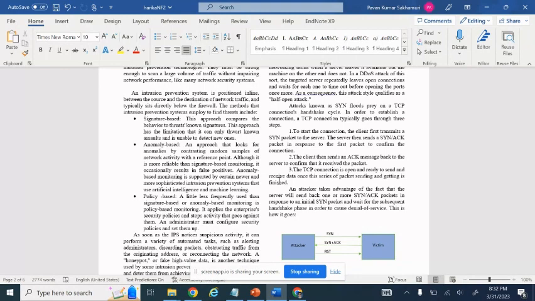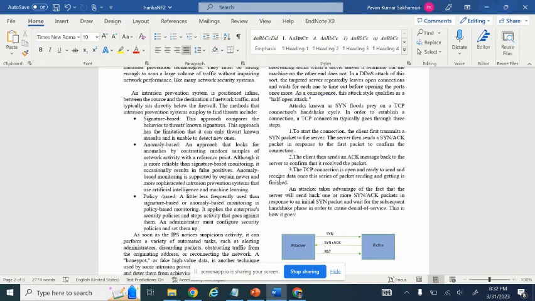Signature-based. This approach compares behaviors to known threat signatures. It has the limitation that it can only detect known attacks and is unable to detect new ones. Anomaly-based. This approach looks for anomalies by contrasting random samples of network activity with a reference point. Although it is more reliable than signature-based monitoring, it occasionally results in false positives.